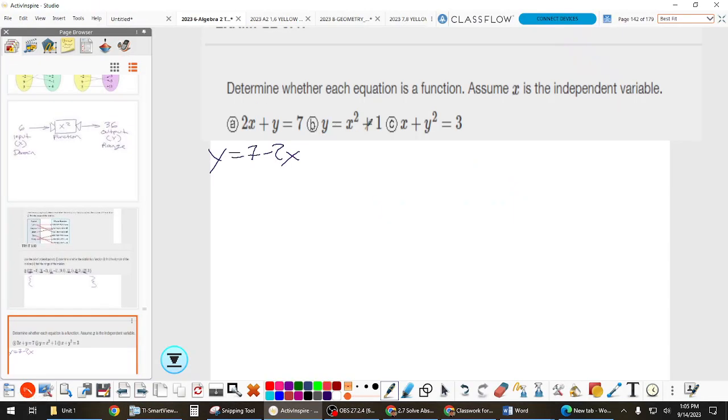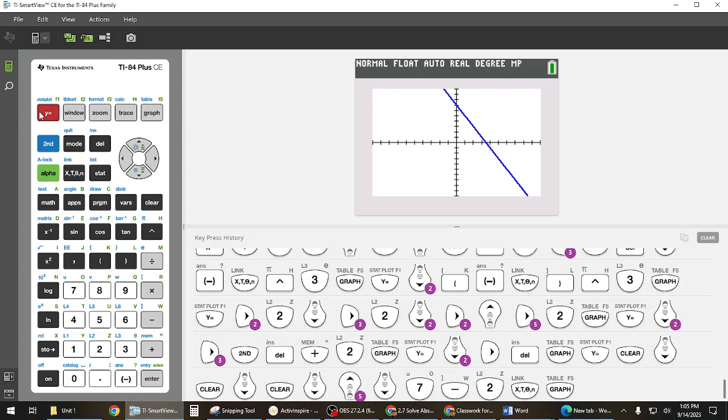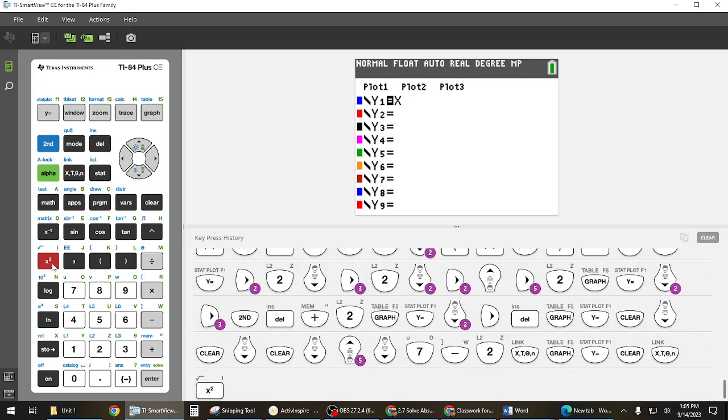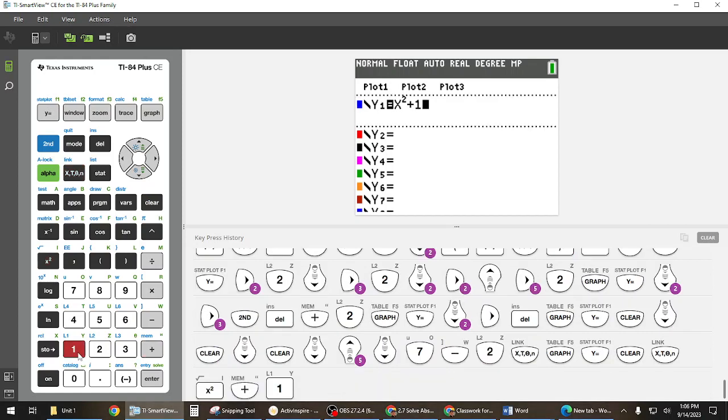Go ahead and enter this one, x squared plus 1. Can you get on your calculator and put in x squared plus 1? You do need to know how to graph on your calculator, so this is part of learning that.